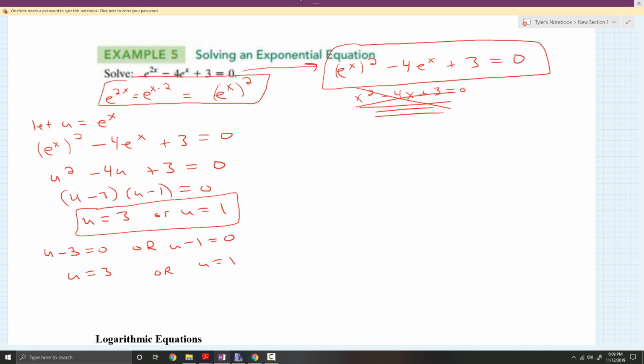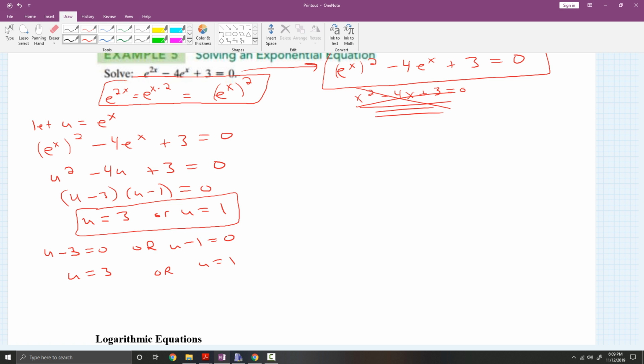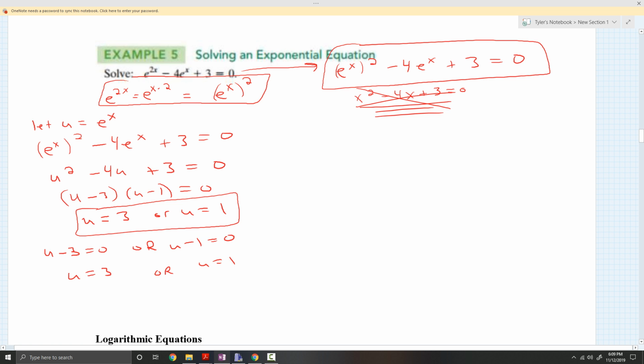We were after what x equals, and we just used u as a way to help us get the solution. So u was e to the x. So really, what this means is that e to the x is going to equal 3, or e to the x is going to equal 1, because this is just u. So now I can use that information to help me solve for x.